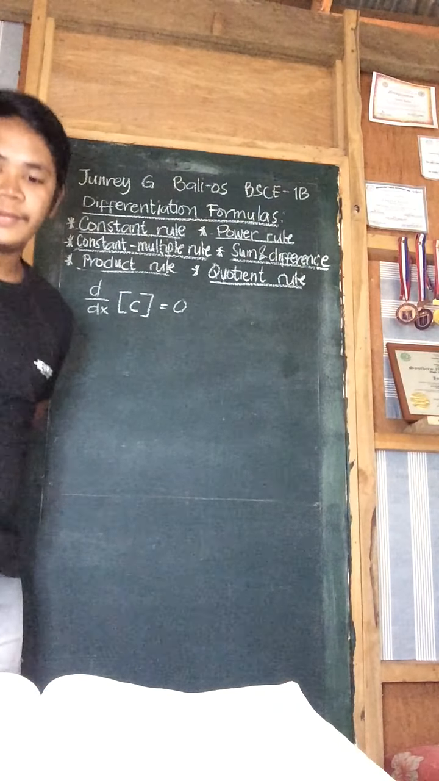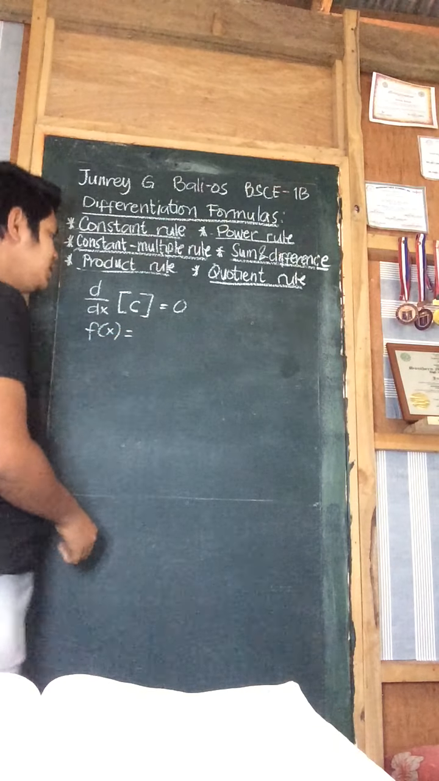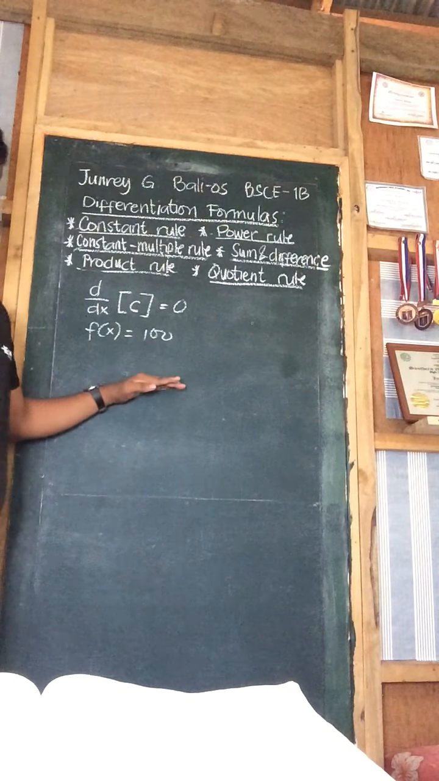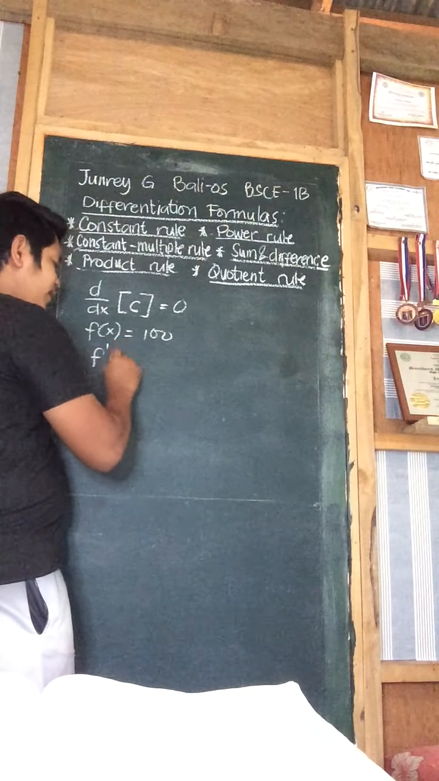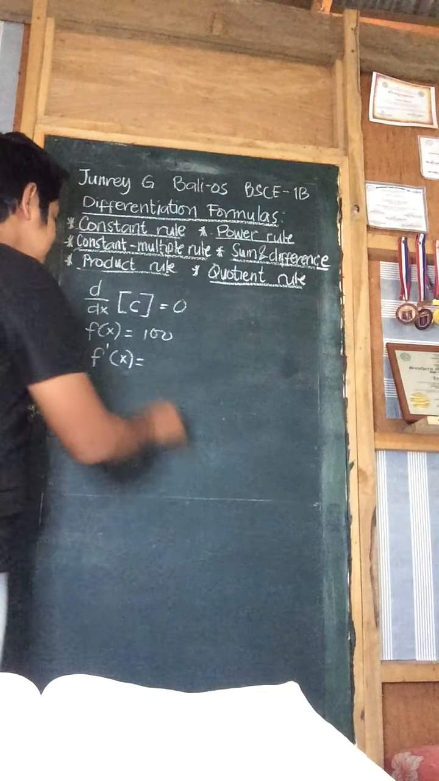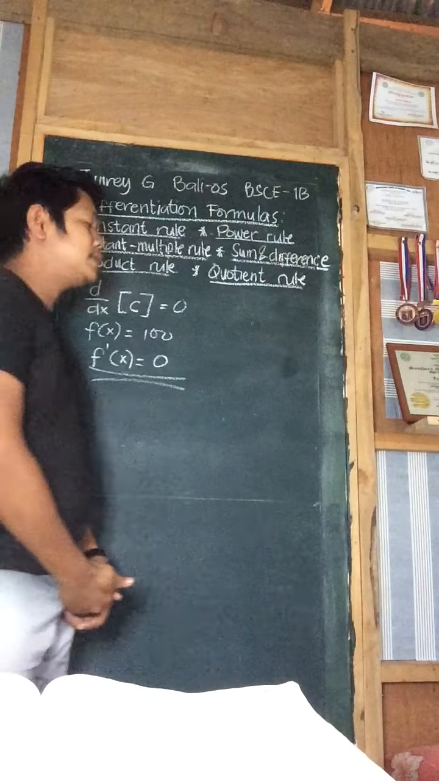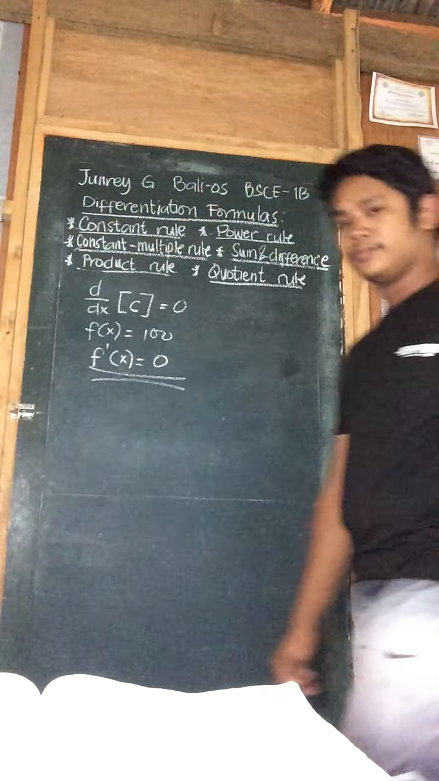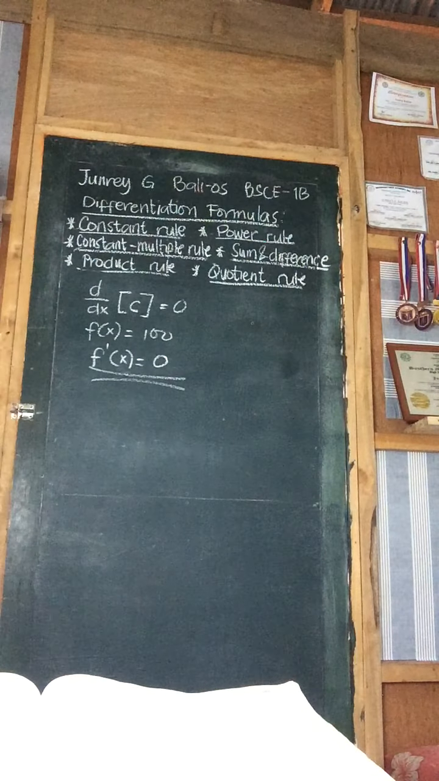For example, we will find the derivative of this function: f of x is equal to 100. So the result will be directly 0. The f prime of x, or simply the derivative of 100, is 0. That's the constant rule. This is the very easy differentiation rule, I know. So this is the constant rule.